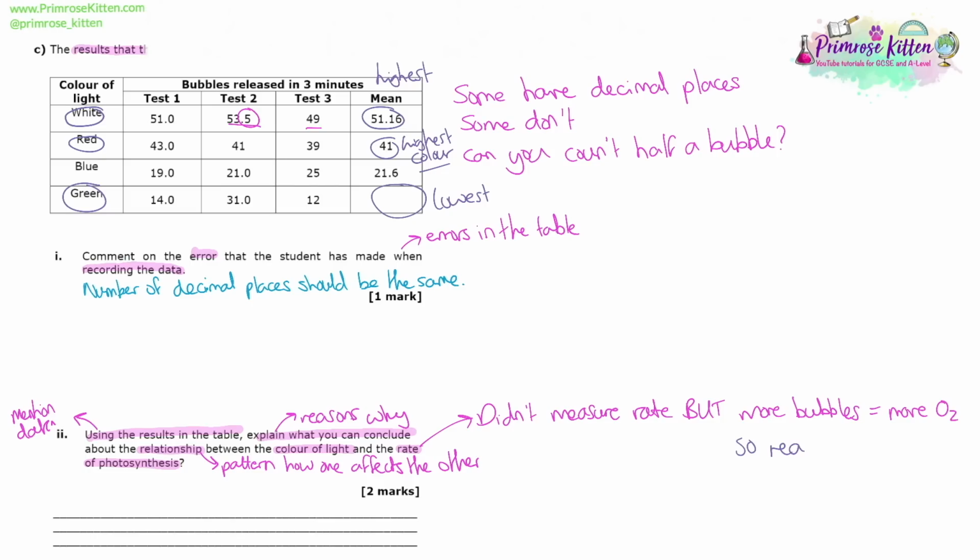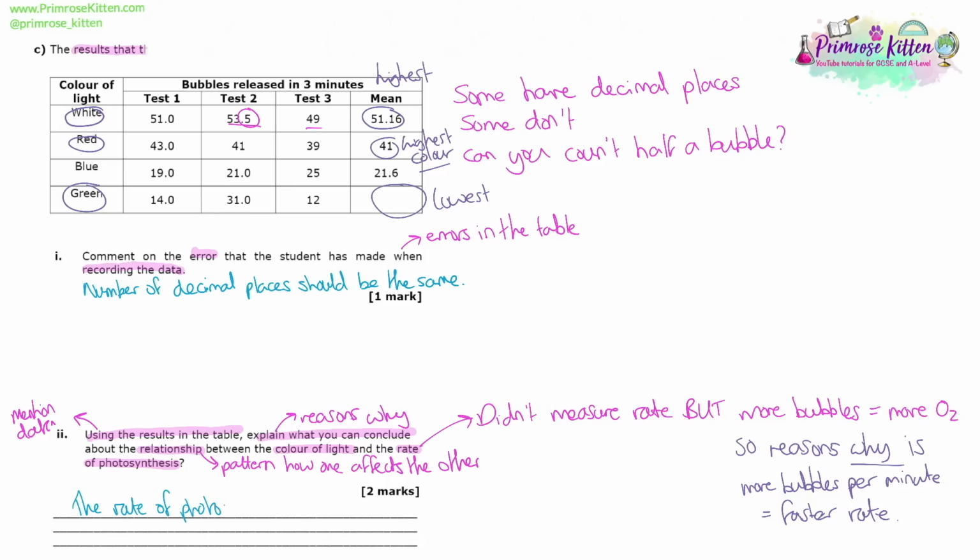So we need to say what the effect of the coloured light is on the rate. So white light produced the highest rate of photosynthesis because we need our reasons why we know that from the table. More bubbles were produced in the same amount of time or per minute. So that meant that there was a faster rate. So this is what we mean by explaining. Stating the pattern isn't enough here. So saying white light had the highest rate of photosynthesis, you need to be able to explain why that is the case, why you know that from the table and the data that you've got.